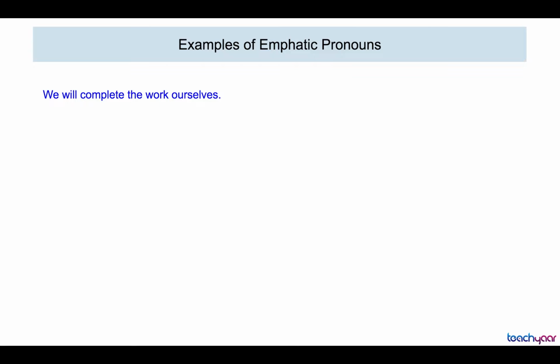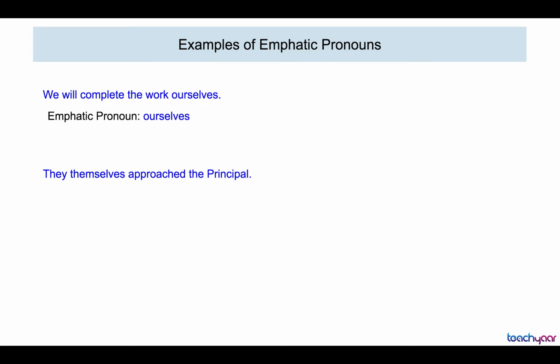So, see what is the meaning of that emphatic pronoun? It is an addition made to the sentence to emphasize that the subject will perform the action which is mentioned by the verb themselves. So here we have the emphatic pronoun ourselves. Let's take the second sentence. They themselves approach the principal.